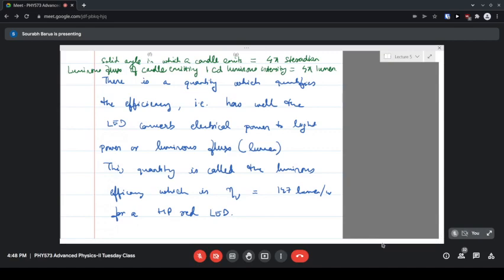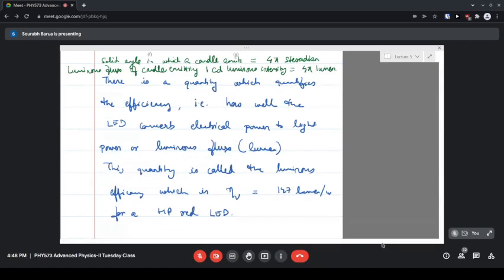Now for an HP red LED, if you look in the book by Boylestad, there they have mentioned the characteristics of a Hewlett-Packard red color LED, and that has been mentioned to have a luminous efficiency of 147 lumen per watt. That means for every 1 watt of electrical power, it is converting that to 147 units of light power. So that is the meaning of luminous efficiency.